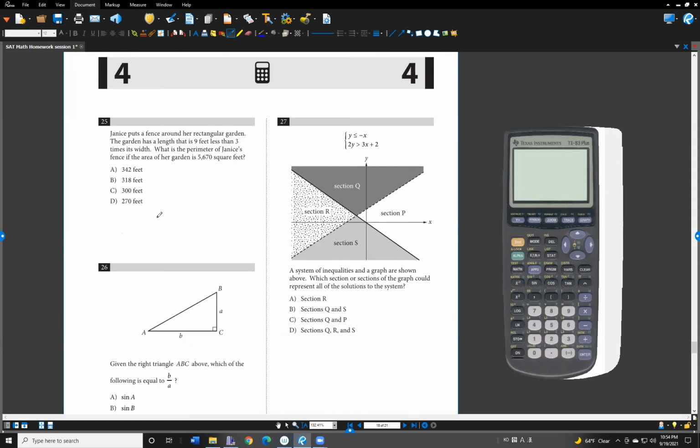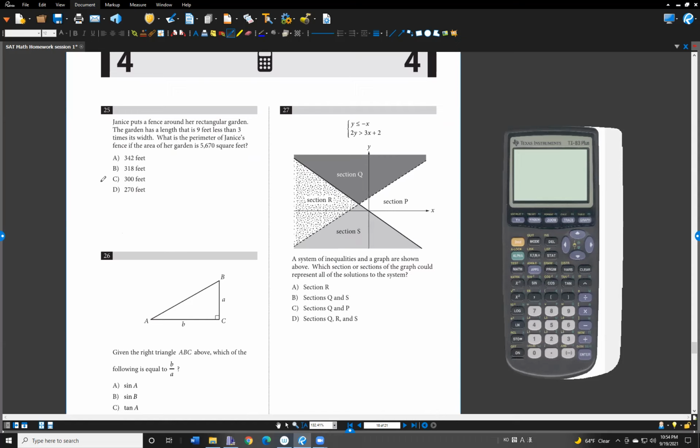All right, number 25 there. Okay, Janice put a fence around her rectangular garden. The garden has a length of 9 feet less than 3 times its width. This is the width over here, W, and 3W minus 9, that's the length. Okay, what is the perimeter of Janice's fence?